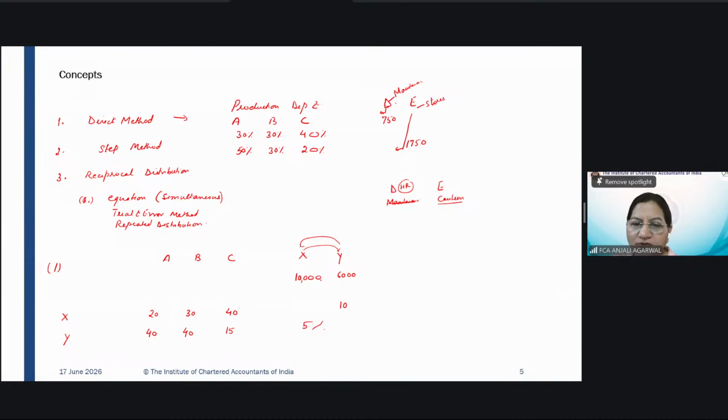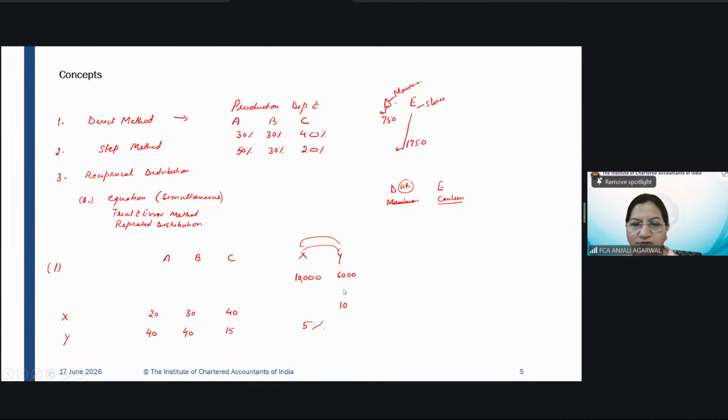Now the problem is, this means that the total expenses of X is not 10,000. It is something more than 10,000. How much more? A certain portion of Y, 5% of Y, will also come to X. 5% of Y makes 300, so it becomes 10,300. But Y is also not 6,000, because some portion of X, 10% of X, has to come to Y. So until and unless we know the total expense of X and the total expense of Y, we will not be able to distribute this. The secondary distribution will not be possible. So here we can use the first method, which is simultaneous equation.